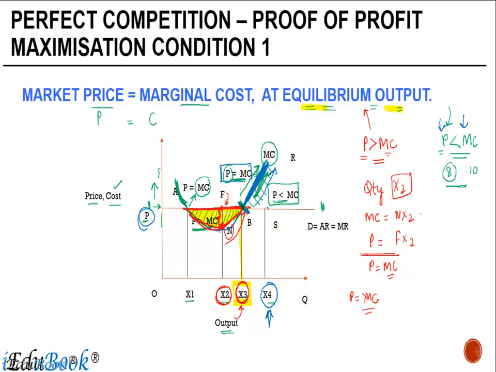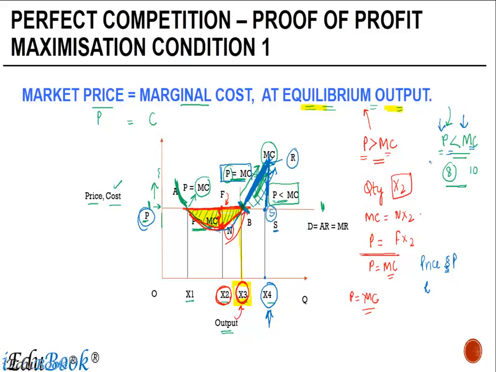At X4, if I call this point S, the price is SP, okay, SP. This is the price which is there. How much is the quantum which is produced? I mean, I'm using the word S, you can even call it P. What is the output? The output is X4, right? What is the marginal cost? If you just stretch this line, and you call this point R, the marginal cost is R, which is greater than P.